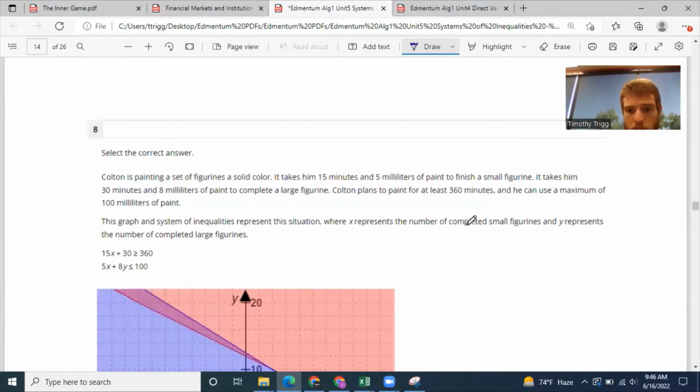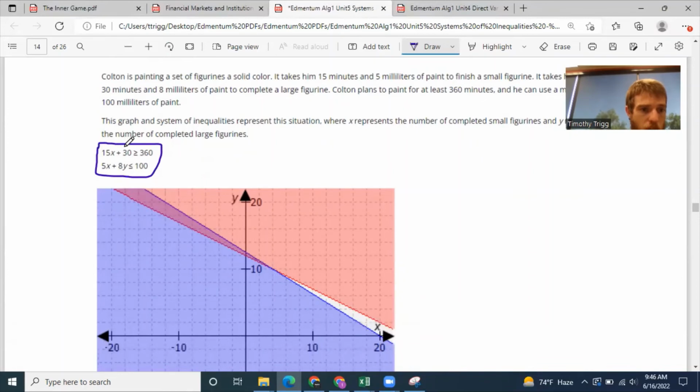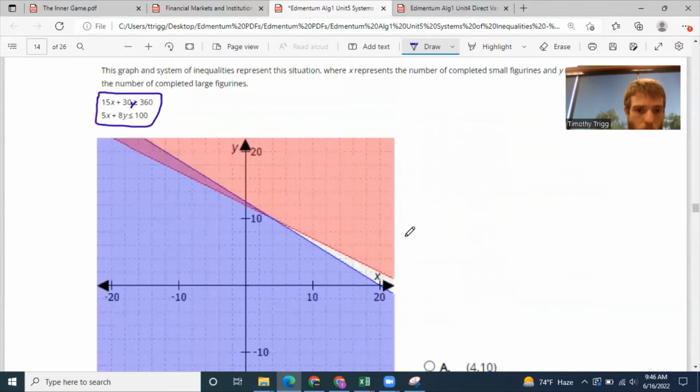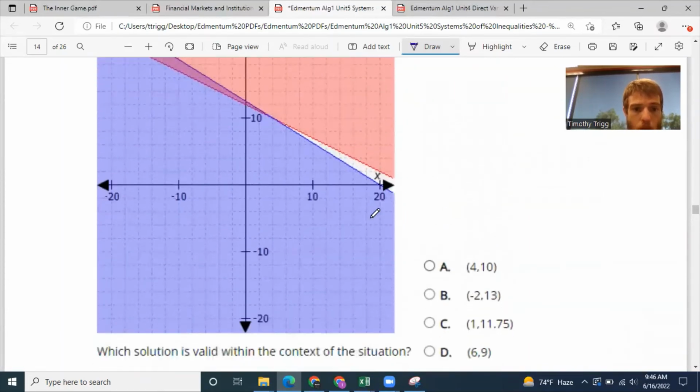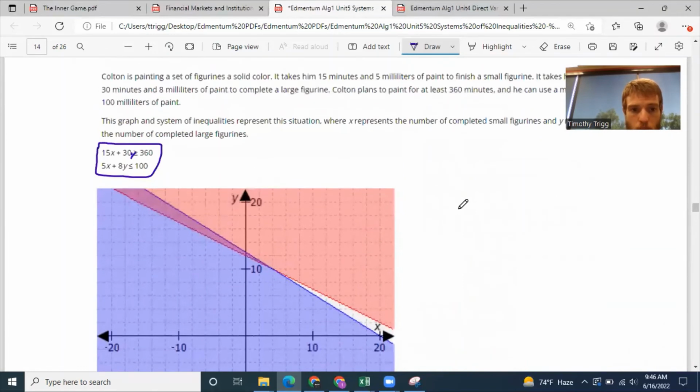Okay, x represents the number of completed small figures. y represents completed large figures. So they give you the two inequalities here based on that information. You can see it here. 15x plus 30, I think that should say 30y, is greater than or equal to 360. And then 5x plus 5y is less than or equal to 100. Okay. And they give you the graph here. So which of these points is a feasible solution?